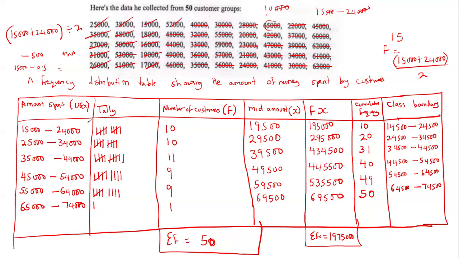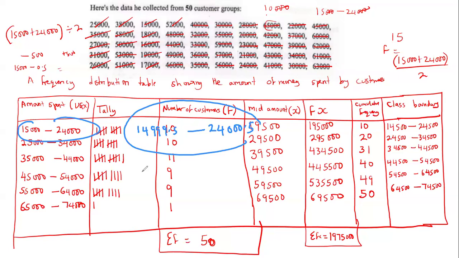Now, people who are subtracting 0.5, for the first set, when you subtract 0.5 from 15,000, you get 14,999.5. When you add your 0.5 to 24,000, you'll get 24,000.5. Now what happens here? The moment you subtract these two, you must be able to get 10,000 as your class interval.